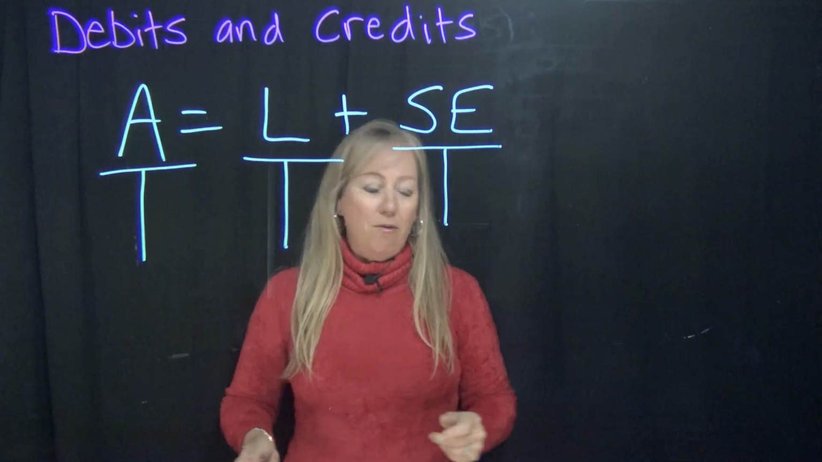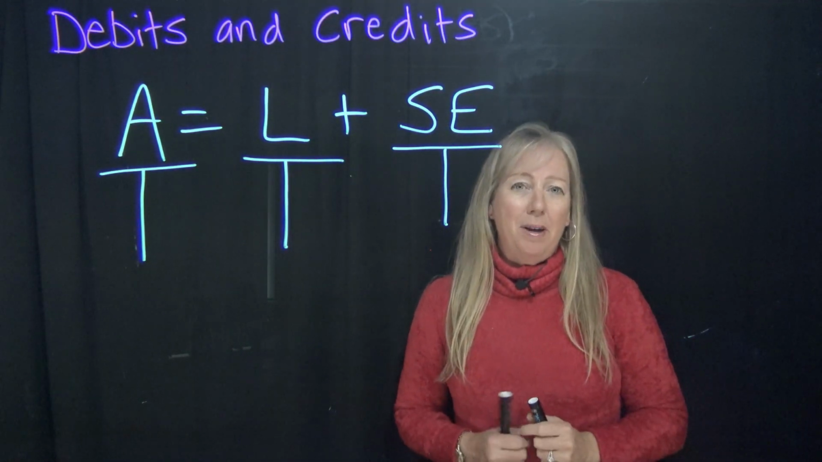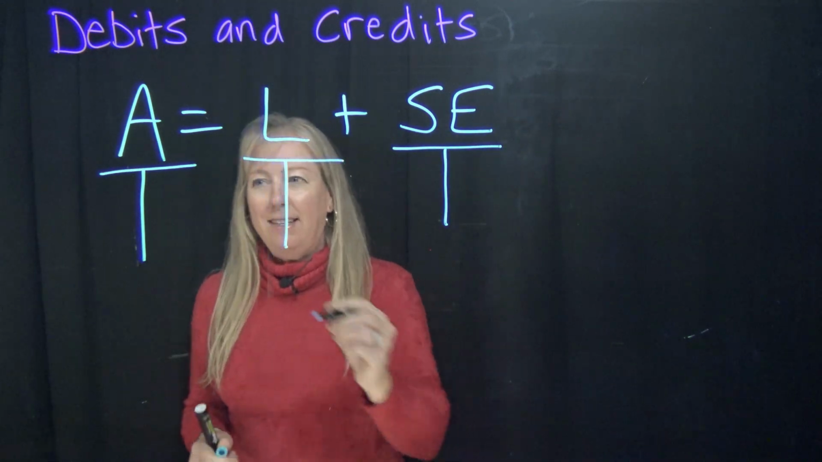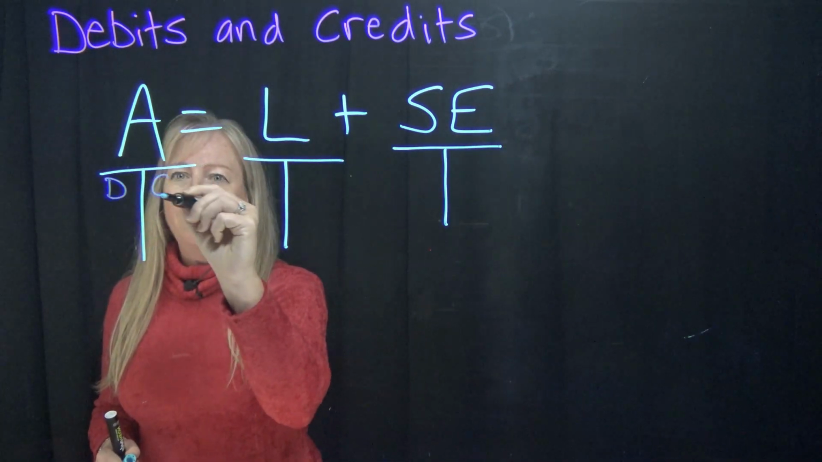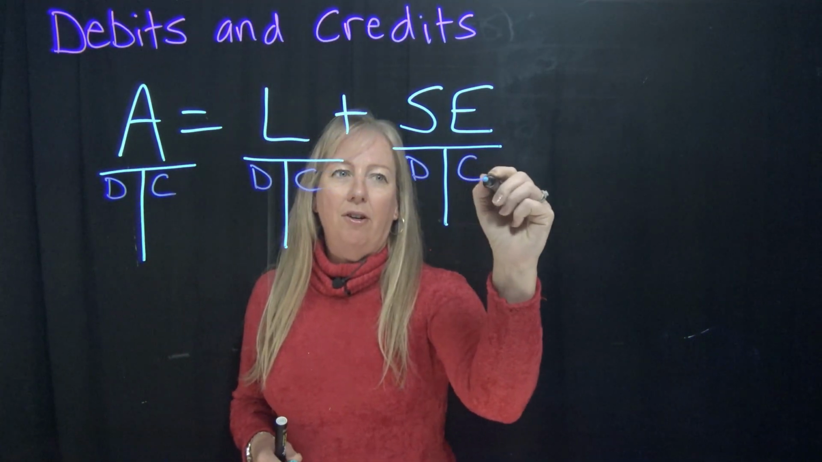Now the first thing you need to remember is debits are on the left, credits are on the right. That does not change depending on which section you're in. It's always the same. So say this with me. Debits on the left, credits on the right.